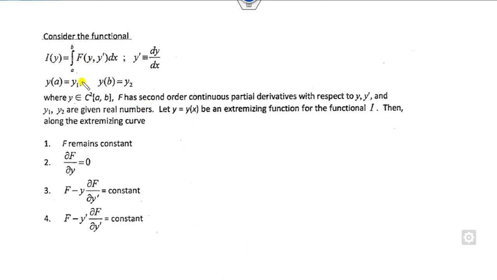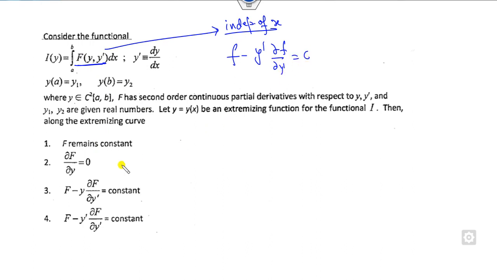Okay, which of the conditions remain here? So this is a function independent of x. So we can start from this side, constant. So then f remains constant, that is not true. f minus y, that is not true. f minus y dash is the right answer of this problem.